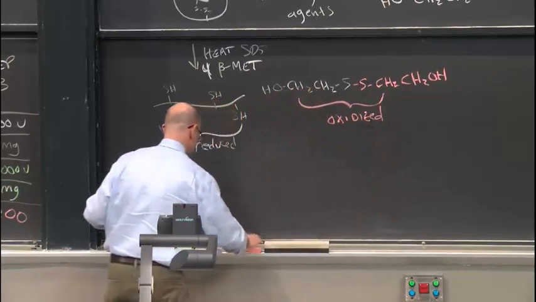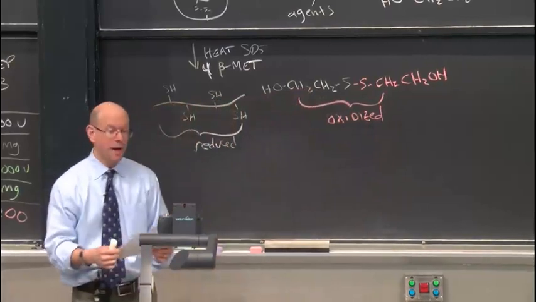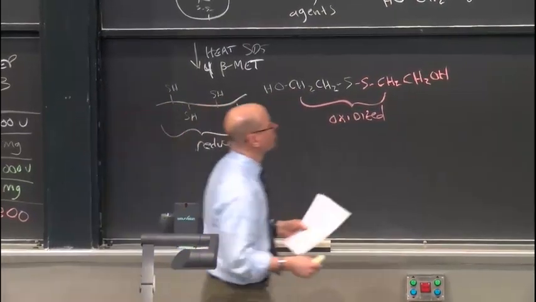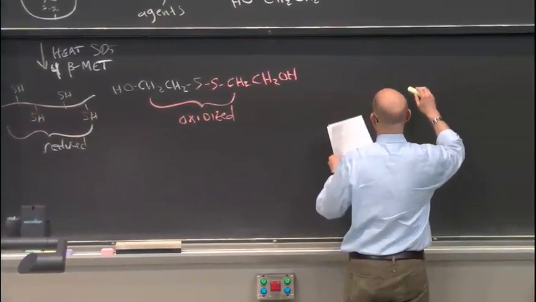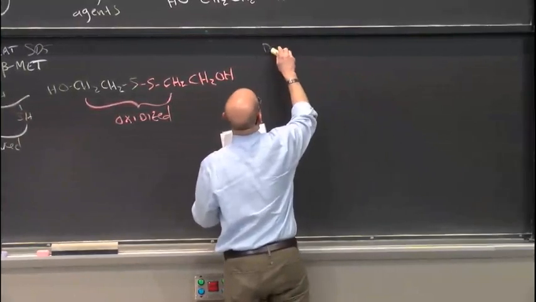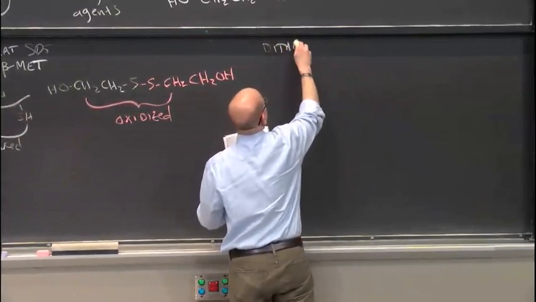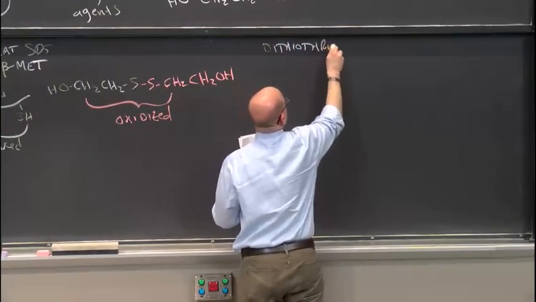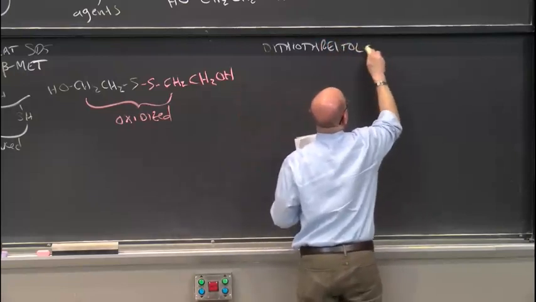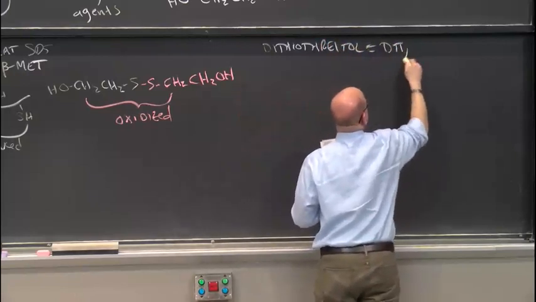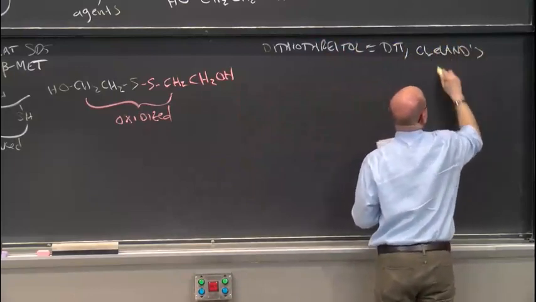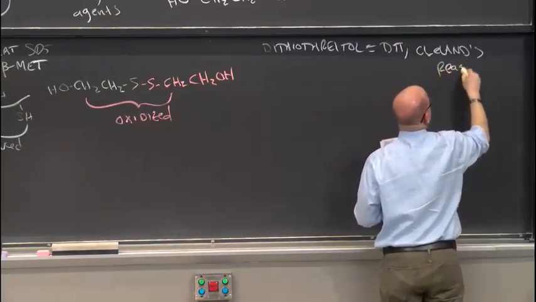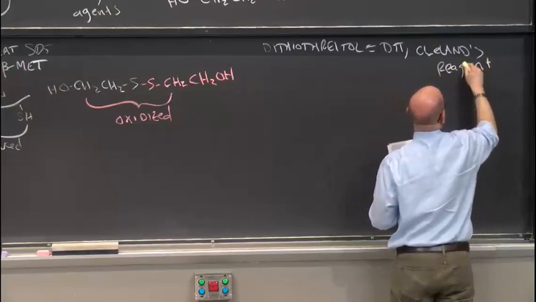Now, in addition to beta-mercaptoethanol, there's another common reagent that I can use, and that common reagent is known as DTT, dithiothreitol. DTT is sometimes called Cleland's reagent, after the biochemist who discovered this, or who invented it, actually.